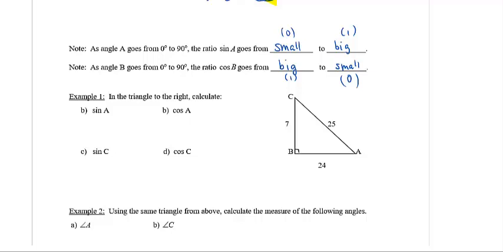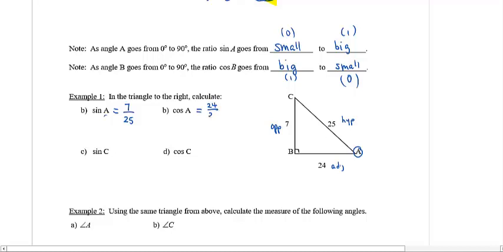Well, if we're looking at sine A, that is my target angle. I always like to label the sides. So here's my opposite, here's my adjacent, here's my hypotenuse. So therefore the ratio for sine A is defined as opposite over hypotenuse. That'd be 7 over 25. Cosine of A, yes, that's adjacent over hypotenuse, so that'd be 24 over 25.